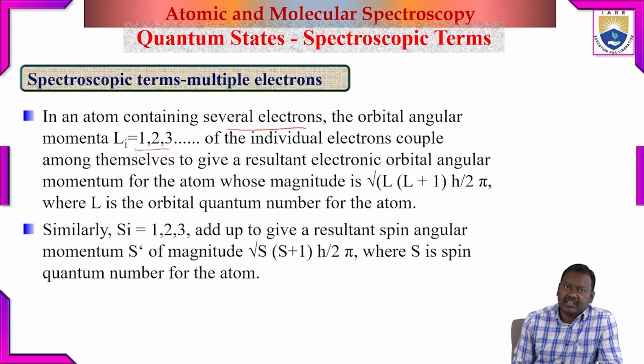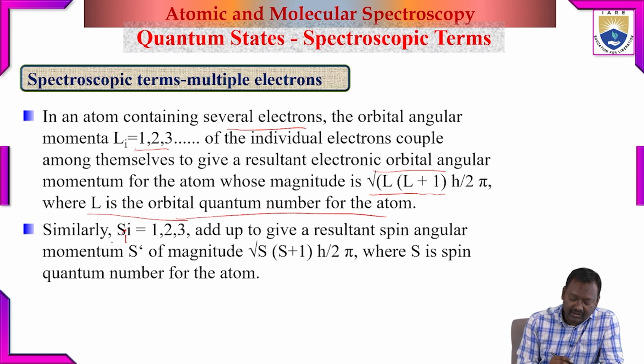And then after finding the total orbital angular momentum, the magnitude will be given like this. Here L is the total orbital angular momentum. So square root of L into L plus 1 h by 2 pi. So that means L is the orbital quantum number for the entire atom, after including all the electrons.